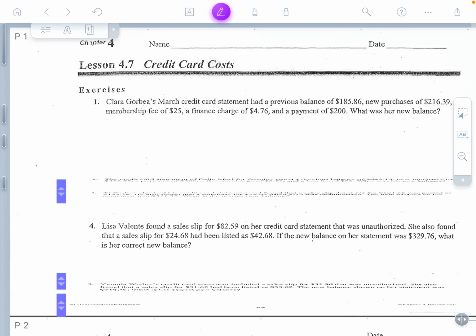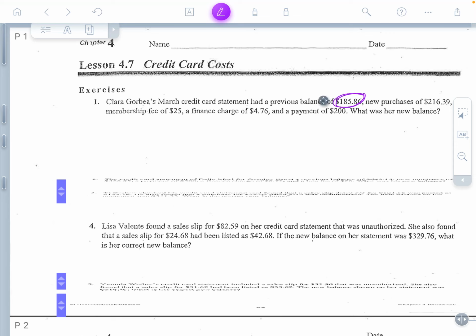So today we are going to do credit card costs. The information that is given you is based on these people's credit card statements, and you're going to have to find out their balance. For number one, Clara Gorbea's March credit card statement had a previous balance of $185.86. So that's what we're starting with.